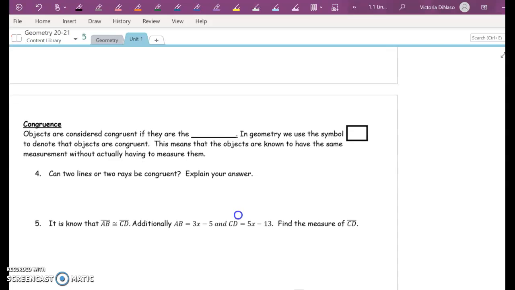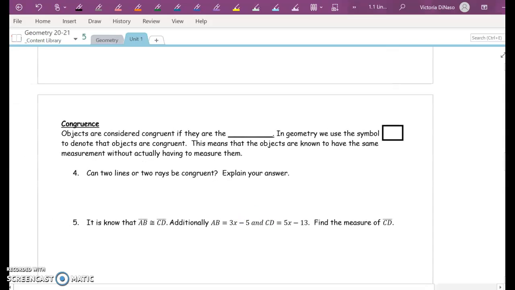In this next part, we're going to talk about what it means to be congruent. So objects are considered congruent if they are the same size. In geometry, we use this symbol to denote that objects are congruent.